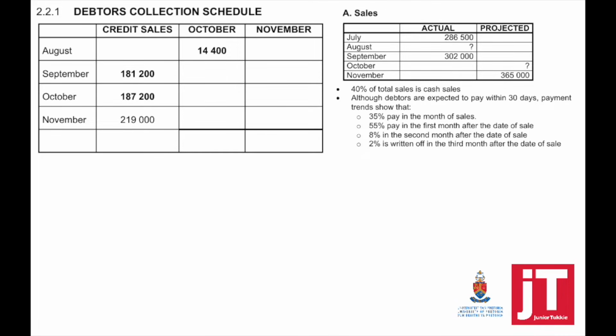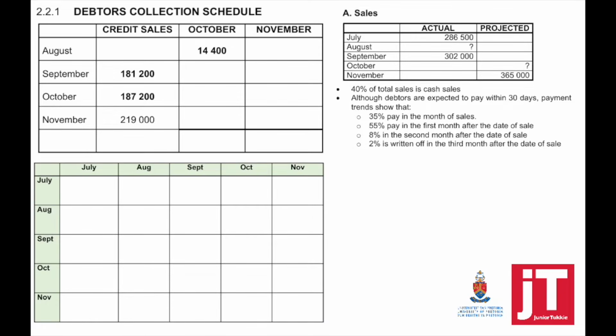When figures are given to you on an answer booklet, do not change the figures on the answer booklet. Don't go and calculate, well, 40% of total sales is cash, which means 60% is on credit. So now they've given you July, but that wasn't required in the debtors collection schedule. There's September. Don't go and calculate 302,000 times 60% to see if you get the same answer, because it could happen that there's a mistake in an exam or in a test. Do not change the figures on the answer booklet. We will mark accordingly.